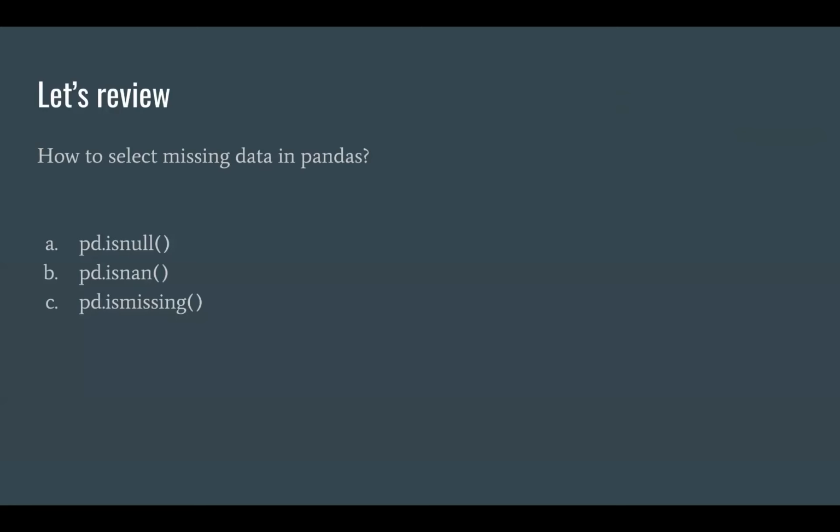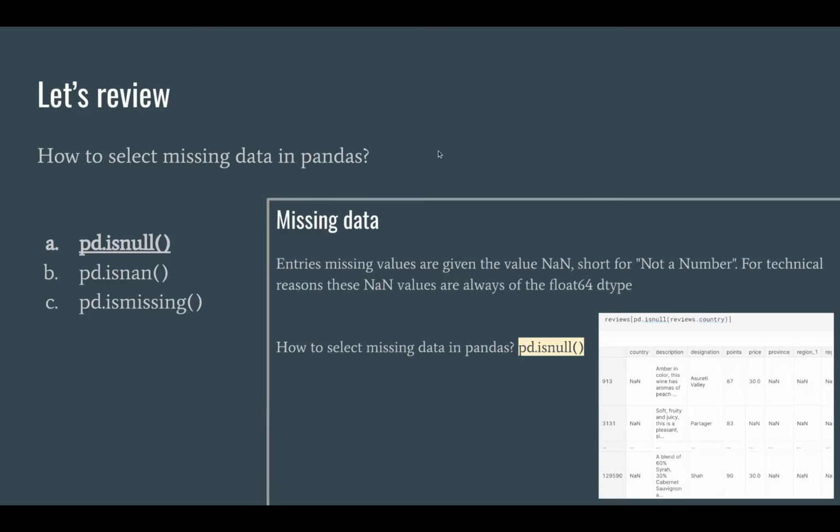So here is a quick review. How can we select missing data in pandas? A is using pd.isNull. B is calling pd.isNan. C is calling pd.isMissing. So the answer is A. It's calling pd.isNull. We talked about this in this particular slide.